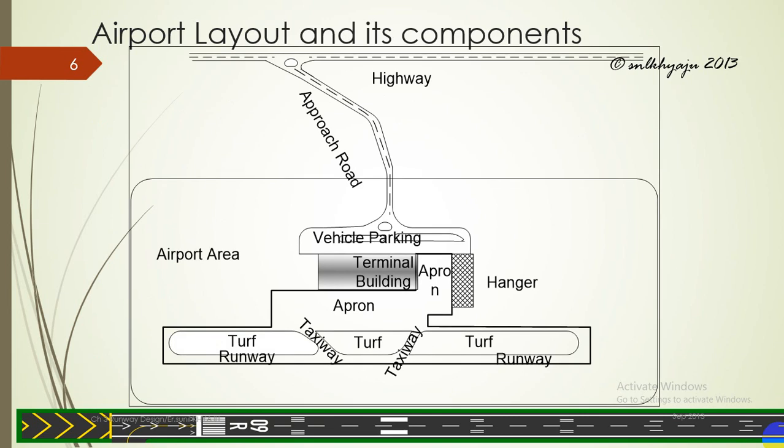This is the picture showing the basic components of airport and a simple layout of airport. This is the service road, and from service road we enter the airport area, that is from the approach road. Then the vehicle parks and we enter the terminal building for the airport service, flight service, checkout and services. And this is the apron and turf, taxiway and runway.